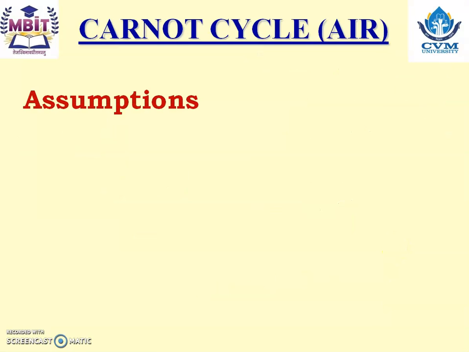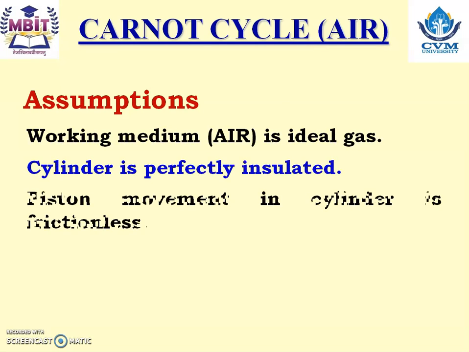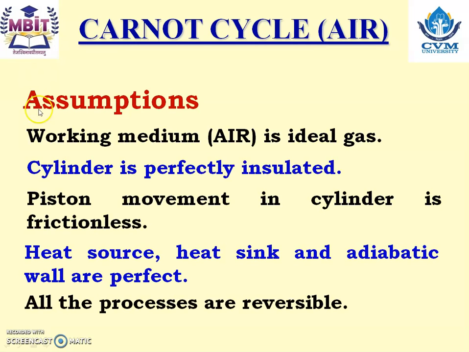Now let us study again assumptions. Working medium, air is ideal gas, cylinder is perfectly insulated, piston movement in cylinder is frictionless, heat source, heat sink and adiabatic wall are perfect, and all processes are reversible. Considering all assumptions, we have derived the equation for efficiency of Carnot cycle air. And it depends upon only two temperatures. One is heat source temperature and another one is the heat sink temperature.